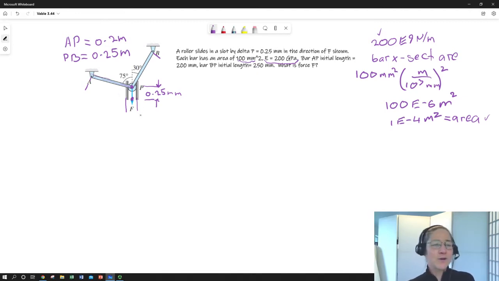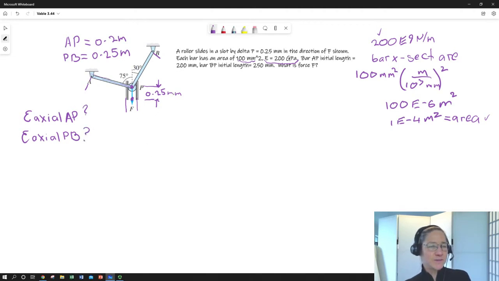So now that we have an approach, our first step is going to be to find the axial strain, we'll call it E axial in AP and E axial in PB. And for that, we're going to use relationships between small deflections and original orientation.